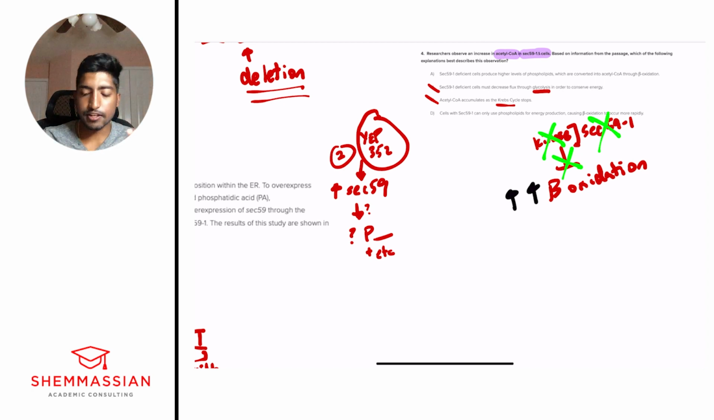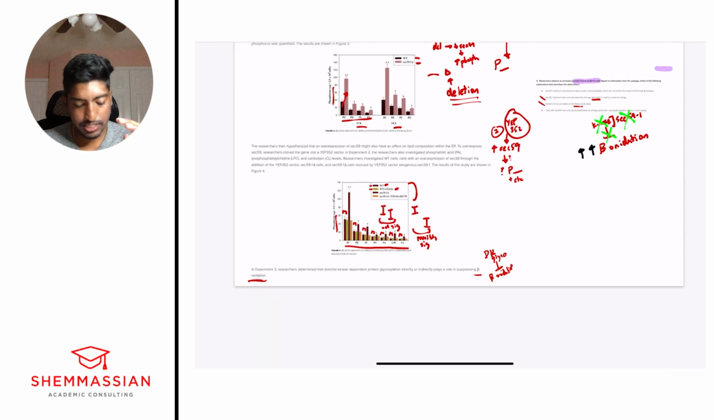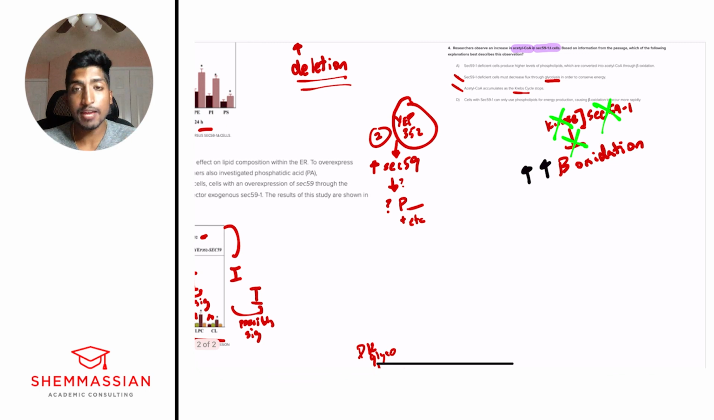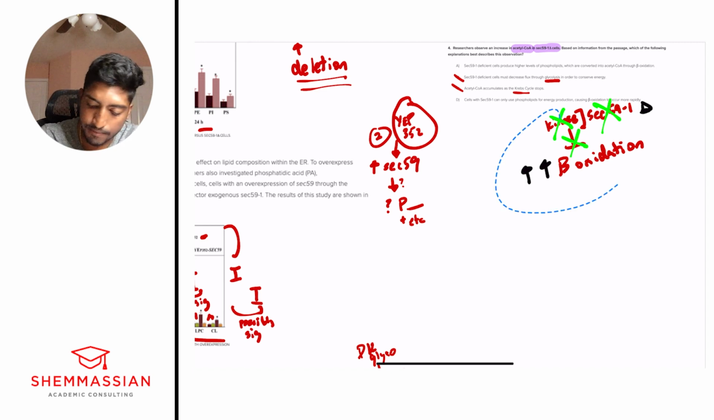So let's link it together again. We're saying these kinases that we discussed in the lab, the dolichol kinases, are inhibiting or suppressing beta oxidation. So when we have SEC59-1 delta or knockout, we're going to remove that kinase, we're going to remove that suppression, and we're going to see an increase of beta oxidation, right? And so right away, we're down to having more beta oxidation, which A and D do say, okay?